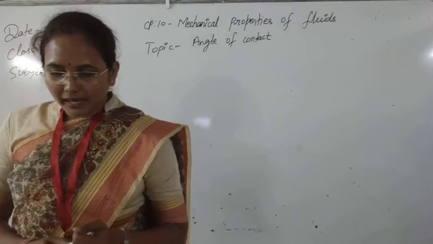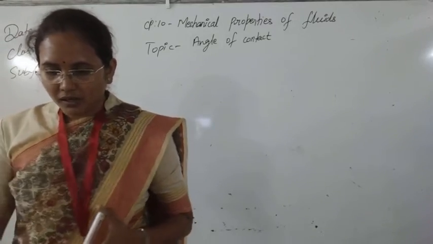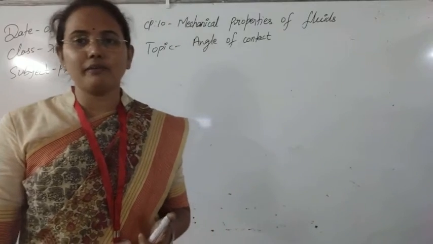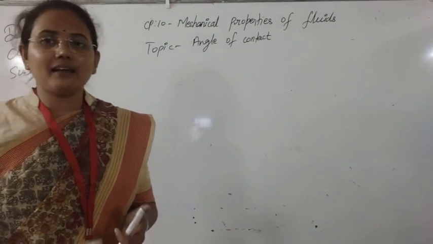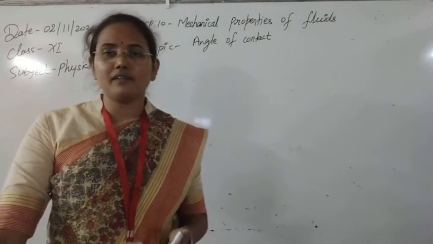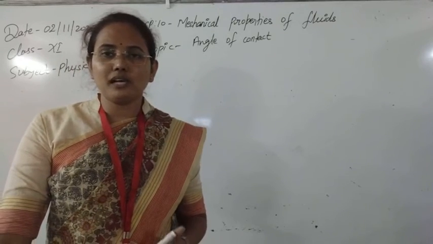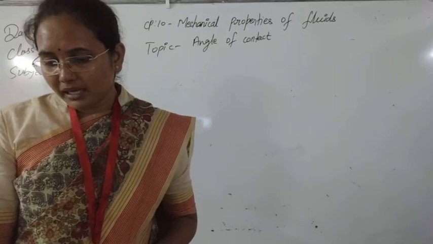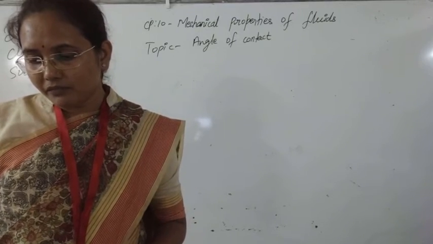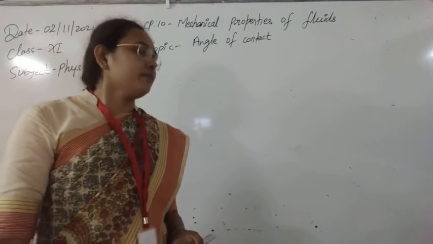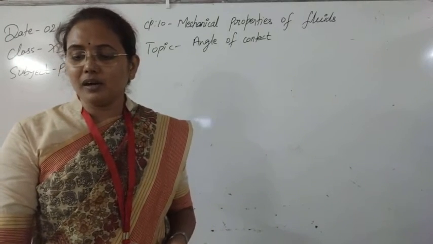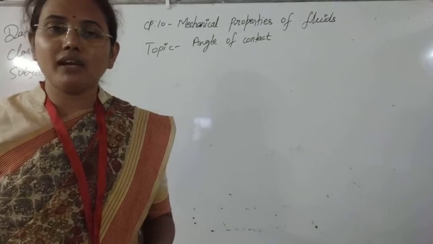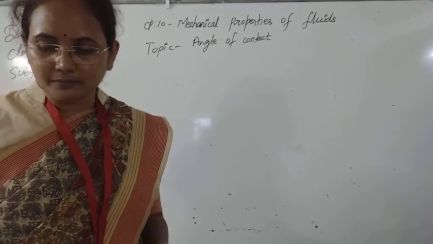The angle of contact depends, first, on the nature of the liquid and solid in contact, which I have told you already. If the liquid and solid surface change, then obviously the angle of contact will change. Next, it depends on the medium which exists above the free surface of the liquid. If different types of media are present above the free surface of the liquid, then it will also have a different angle of contact.